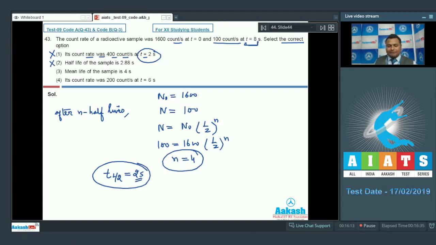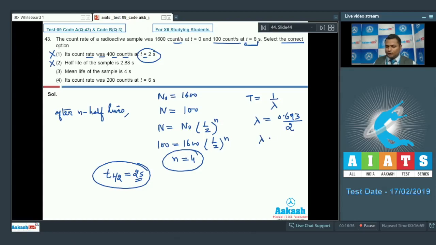The mean life of sample is 4 seconds. Now in order to calculate the mean life, we know that the mean life capital T is equal to 1 upon lambda, and lambda will be given by 0.693 divided by T half, that is 2 here.